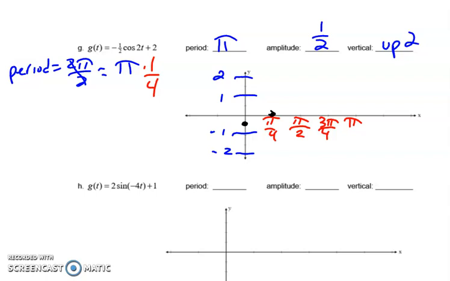X-axis, positive 1/2. X-axis, and back at negative 1/2. That takes care of the compression. Right?